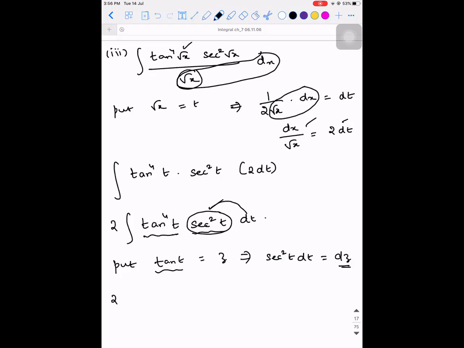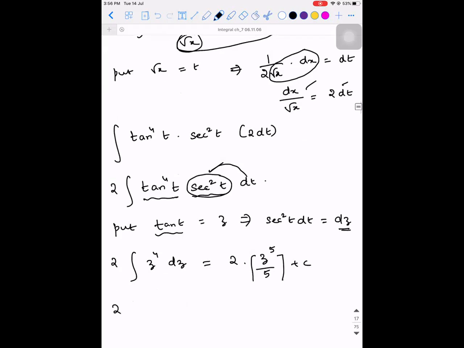So what will happen to the question? It becomes 2 into the integral of z power 4 dz. What is the integral of z power 4 dz? It is z power 5 by 5. So this will become 2 times z power 5 by 5.